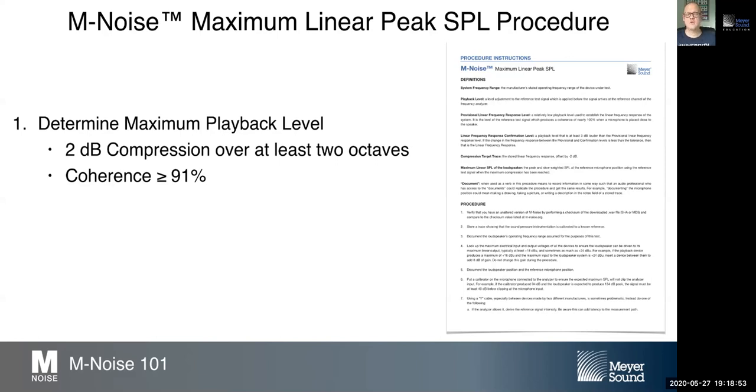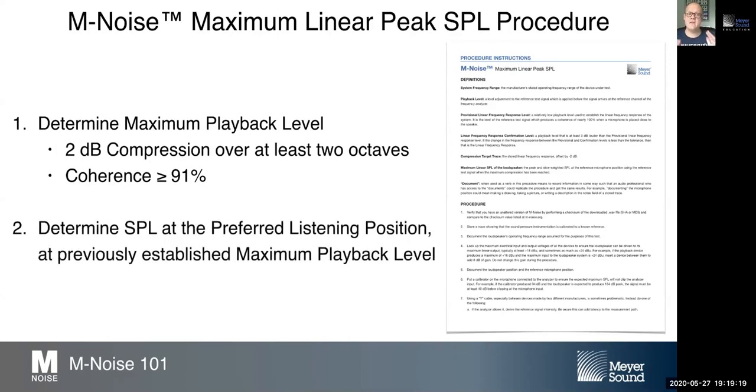This is as loud as we're willing to go using a test signal such as M noise, which is a better approximation of music, the actual program content that you and I end up listening to. Once we've determined that maximum playback level, we stop driving the system. We're in a state of compression, or distortion, or both, but we stop at these clearly defined stop conditions. Now we get our XL2, or whatever sound level meter you have, and we document the SPL that we attained at a preferred listening position.